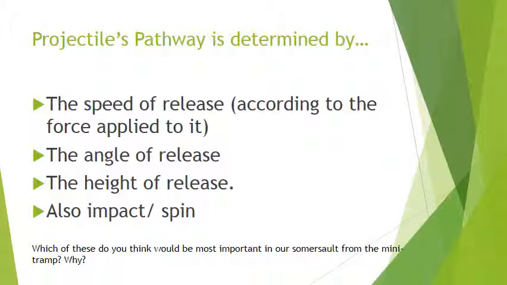There are three main factors that affect projectile motion. One is the speed of the release, which depends on the amount of force that is applied to the object as it is released, the angle of release, and the height of release. Those are the three key ones. Also, air resistance, spin, and impact can all affect projectile motion, but again, as I said, it's not really relevant to what we're looking at in the context of gymnastics.